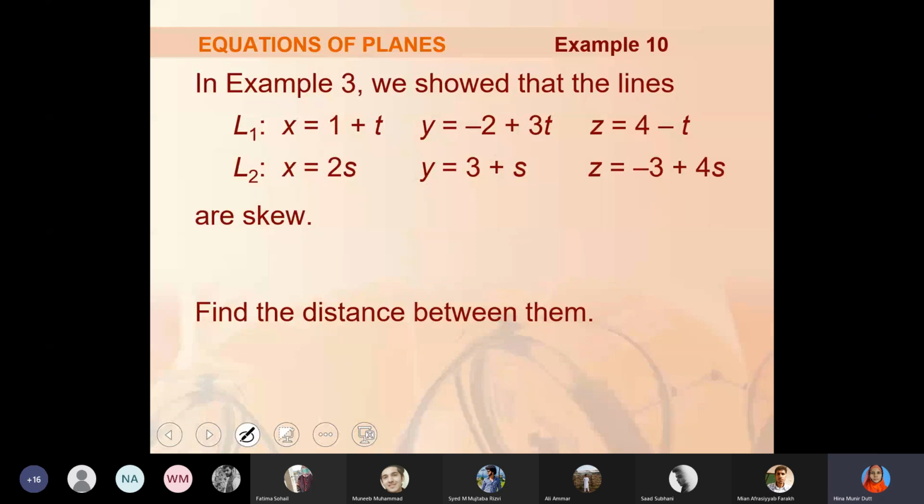That the line L1 lies on the plane P1, suppose, and the line L2 lies on the plane P2, and both the planes are parallel. That's the definition of the skew line. So how to find the distance between two skew lines? It means we have to find the distance between two planes P1 and P2, and we don't know the equation of the planes P1 and P2. And how to determine the equation of the planes P1 and P2?